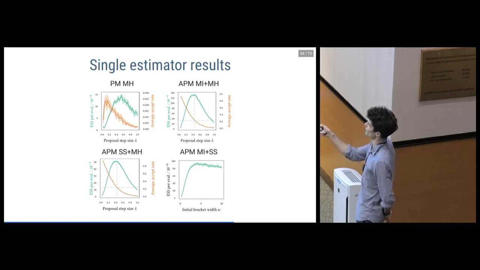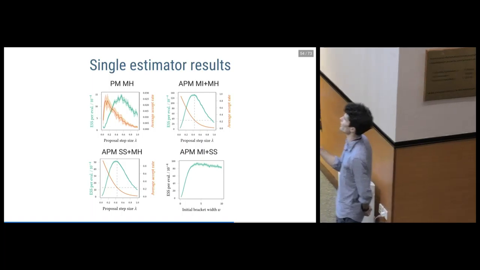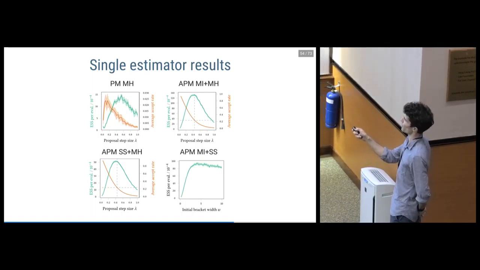And that makes sense. This step size affects only that Metropolis-Hastings step. It doesn't affect this MI step. So we don't really want to conflate those two, which is what results in this noisy signal here. So we'd be able to tune that quite well there.